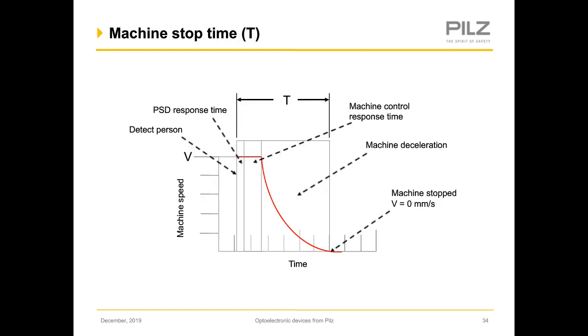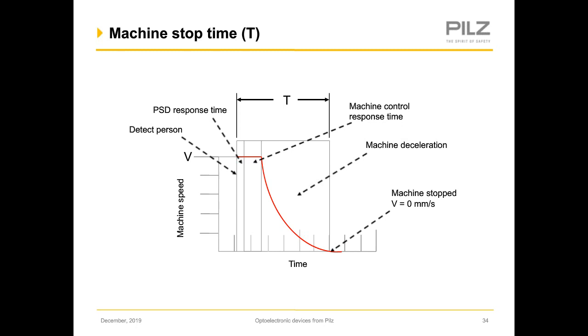Then we're going to touch on the machine stop time. So here's a diagram, machine speed over time. And so on the left, we have a column that starts with the detection of a person, then our presence sensing response time. Then we have the machine control response time. We have the machine deceleration until the machine stops. So this is our overall time T.